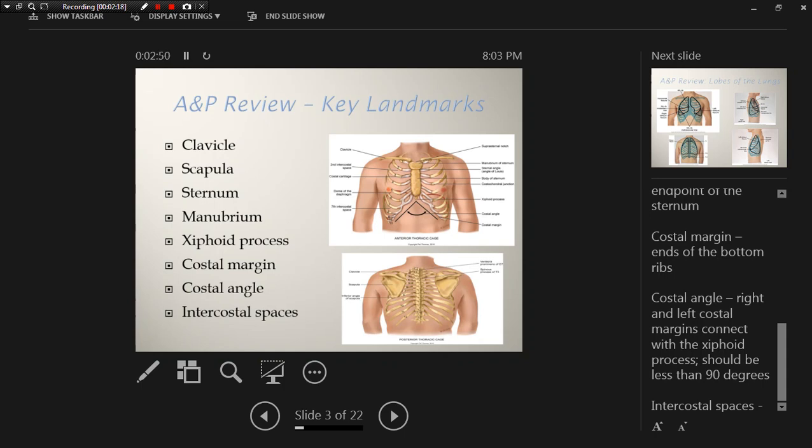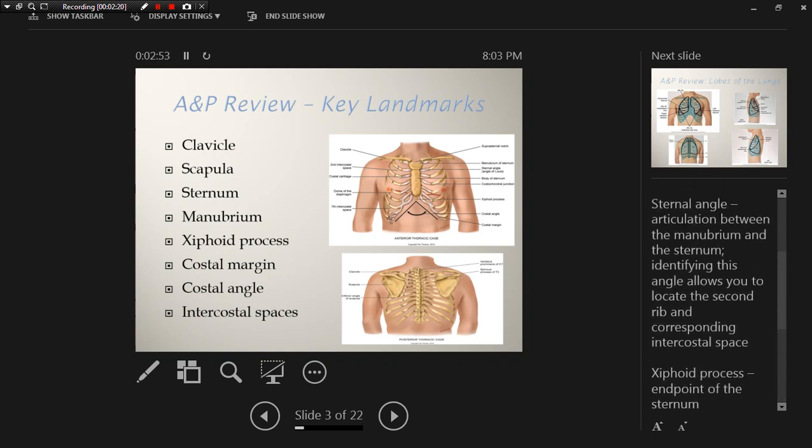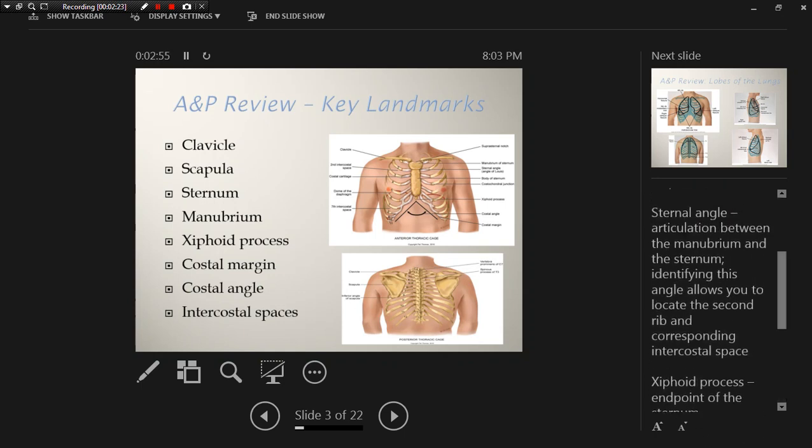One of the other important landmarks, it's not listed here, but the sternal angle. And so you can find that between the articulation of the manubrium and the sternum. So right here is going to be the sternal angle. And this is really important because you're going to be locating this initially to find that second rib, because you know that right below the second rib is going to be that second intercostal space. And that's where you're going to start to be identifying where the intercostals are for you to know actually where you are putting your stethoscope and then where you're percussing.